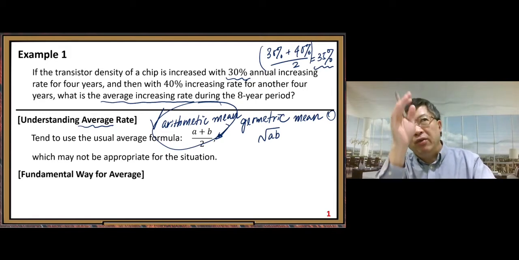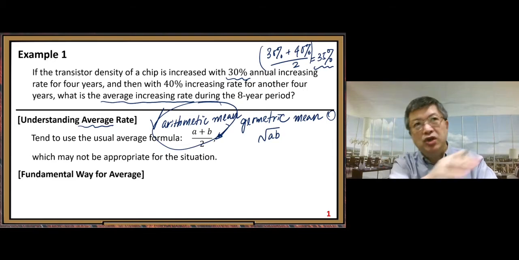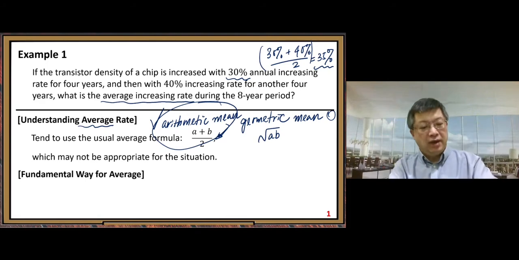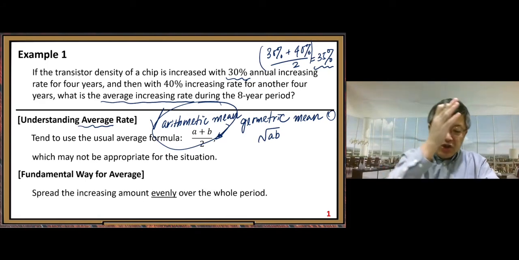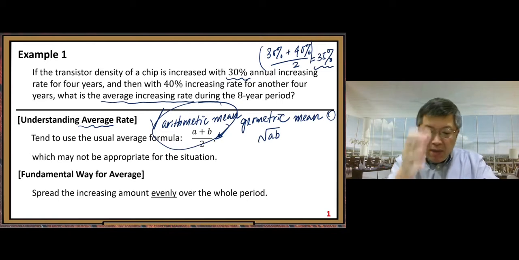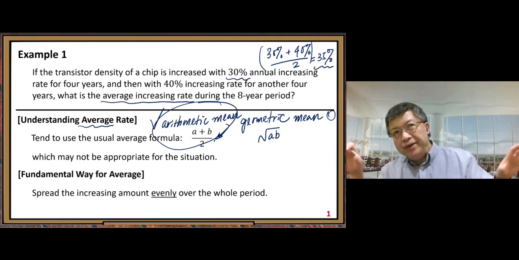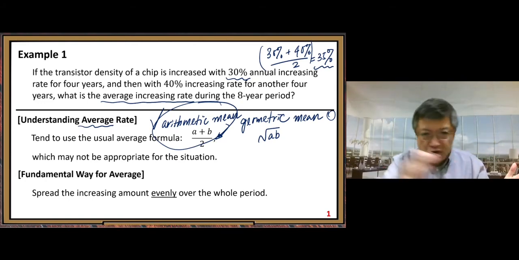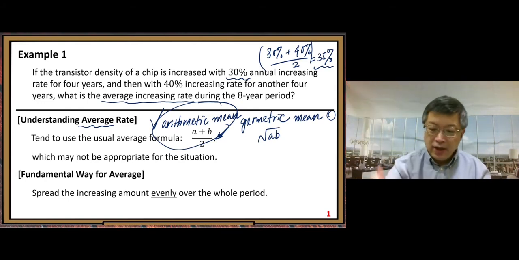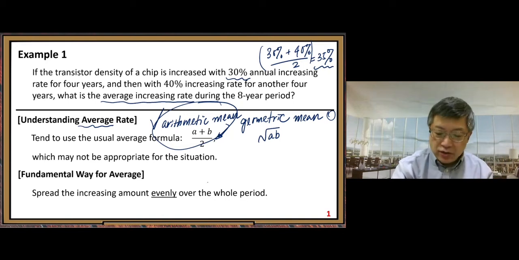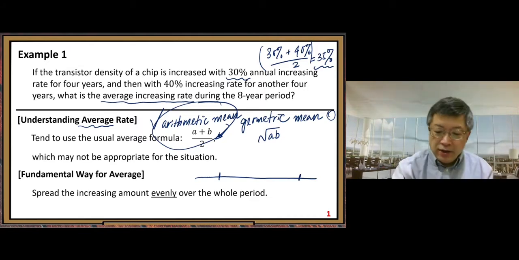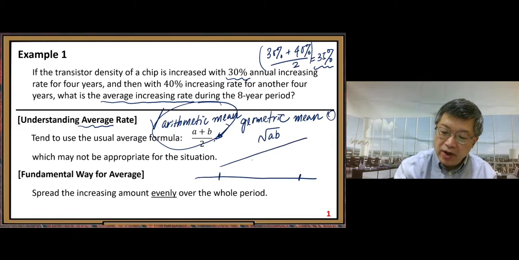If you want to get the right way to calculate the average, you should use the fundamental understanding. So what's that? That's spreading the increasing amount evenly over the whole period. You consider the change of the whole period. So here we consider the change in one period of time, any number of years. The change is increasing from beginning to end.